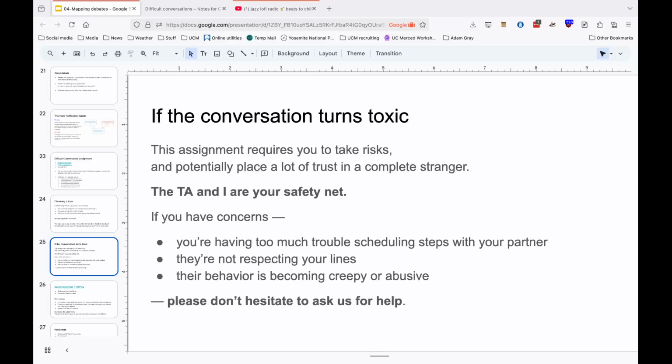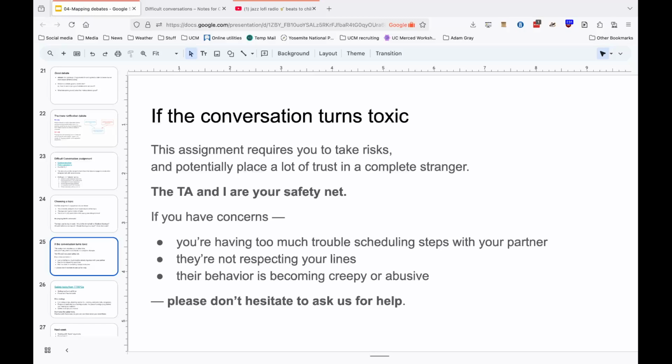This assignment requires you to take risks. You will be paired up. I tried to get pairs who are across the different groups, so you will probably, hopefully, be paired up with someone you don't already know, more or less a complete stranger. And you might potentially be talking about a fairly personal or emotionally involved issue, and that's risky. In this context, think of Polyphony and I as your safety net.